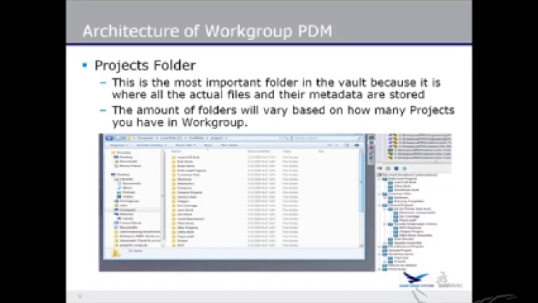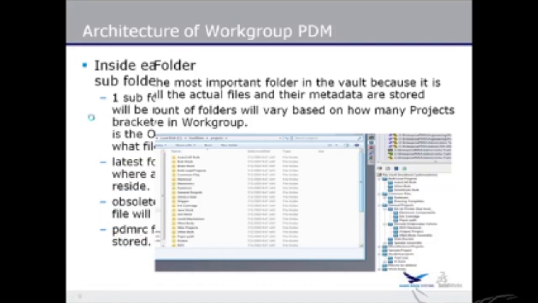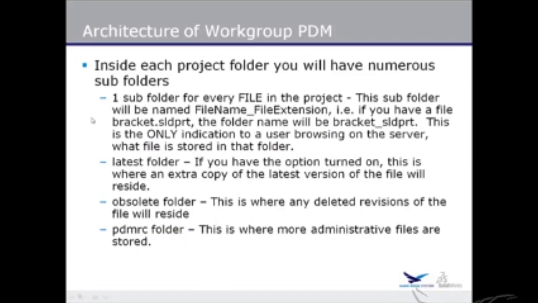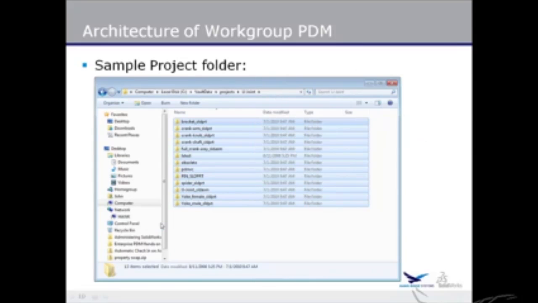Okay, so in each of those, you pick a project and you browse into the project folder. What you're going to see is a couple different things. So you're going to see a subfolder for every file in the project. You'll see a folder called latest, an obsolete folder, and then a PDM-RC folder. So let me go over to the screenshot here. We are now in, if you look at the path, the Vault Data, Projects, and we're inside a folder for a project called UJoint.